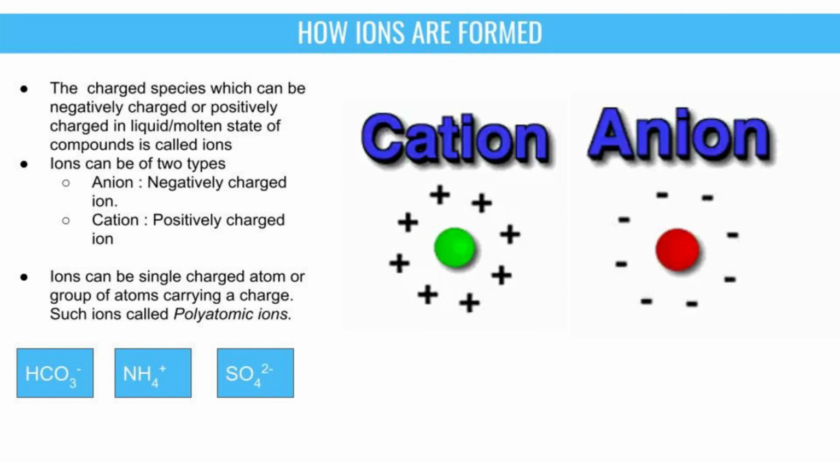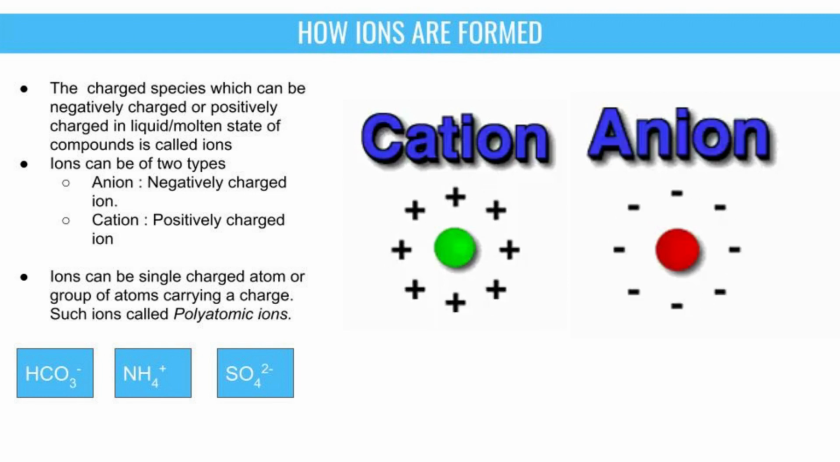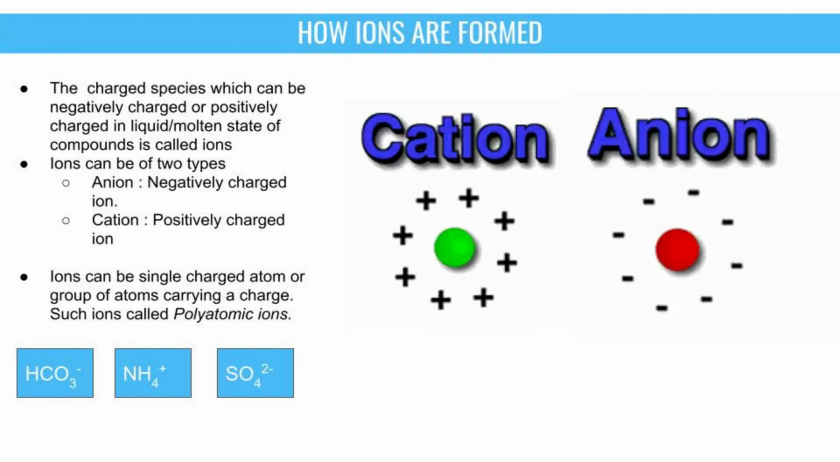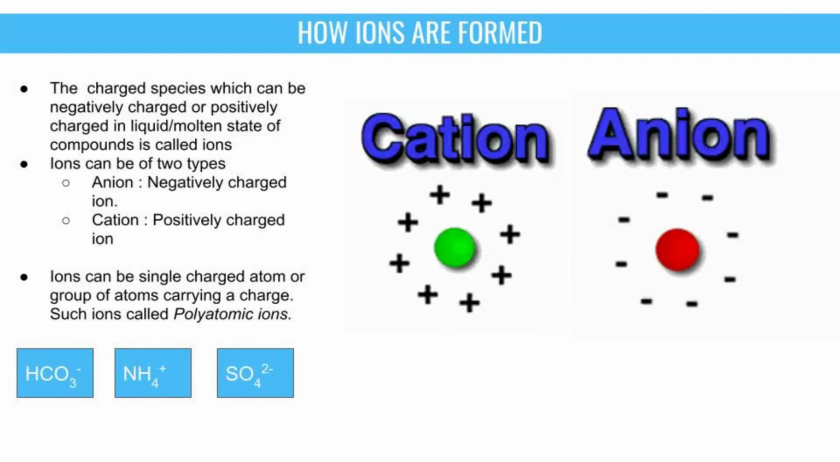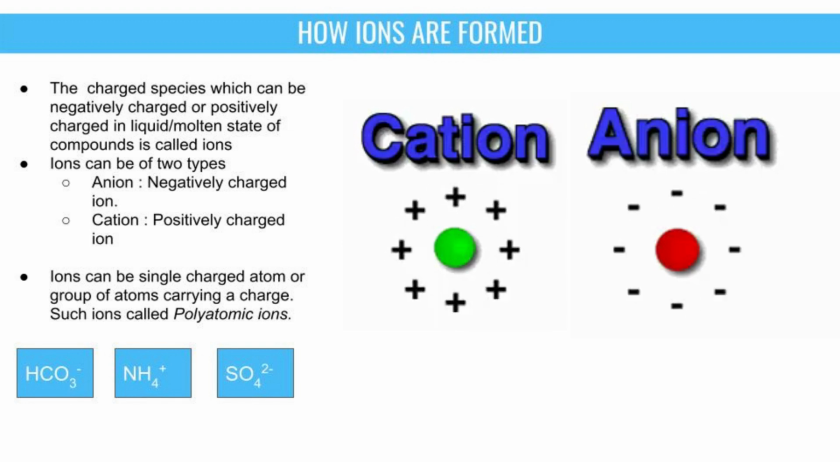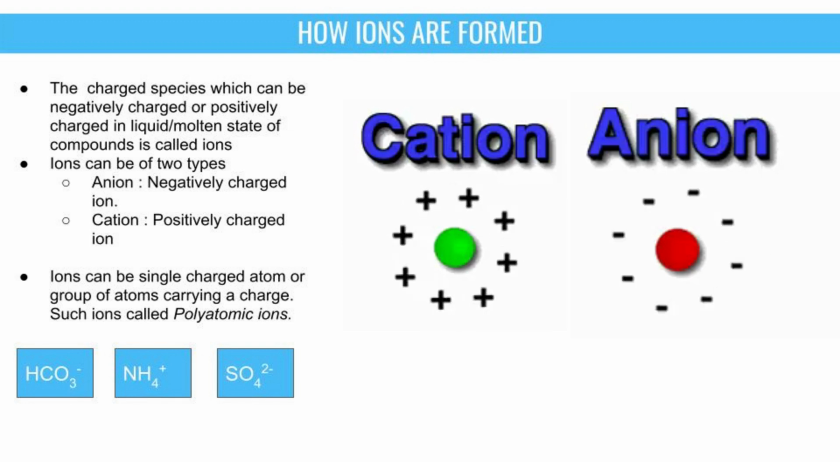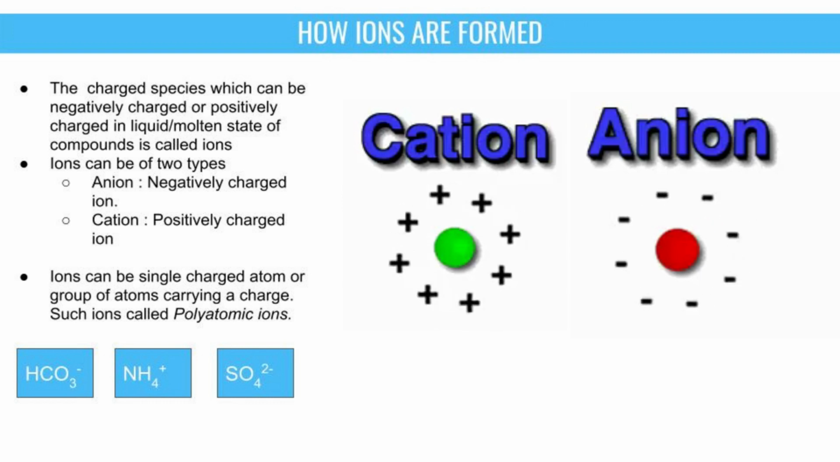The charged species which can be negatively charged or positively charged in liquid or molten state of compounds are called ions. Ions can be of two types. Anion, negatively charged ion. Cation, positively charged ion. Ions can be a single charged atom or a group of atoms carrying a charge. Such ions are called polyatomic ions.